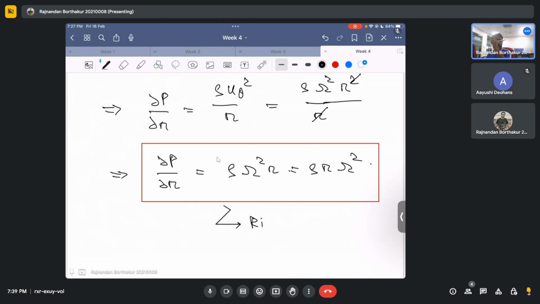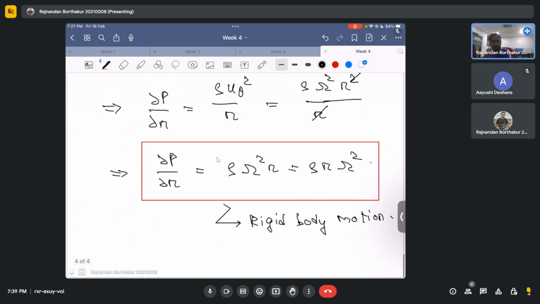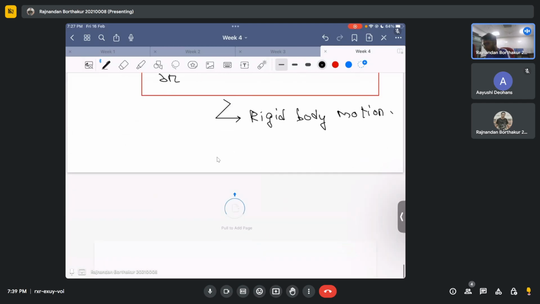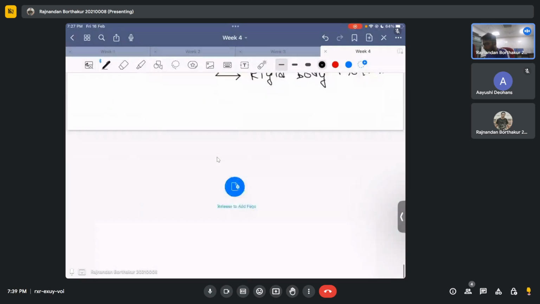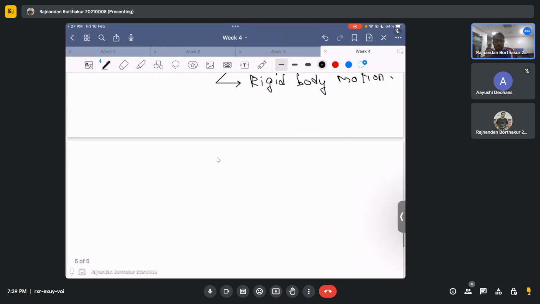For instance, the studies of tornadoes and all those kinds of things that we learned in our basic elementary fluid mechanics class were basically the rigid body motion. And I'll tell you why this is known as a rigid body motion. Before that, I would also like to show you how this pressure essentially balances the centripetal, or basically the centrifugal force.